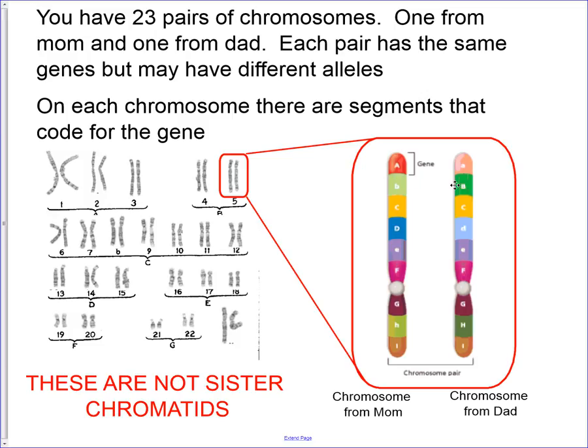Same thing down here. Here's another gene. Let's call this the gene for, I don't know, how much stomach acid your stomach produces. Here, one allele says you produce a lot, and one allele says you produce very little.